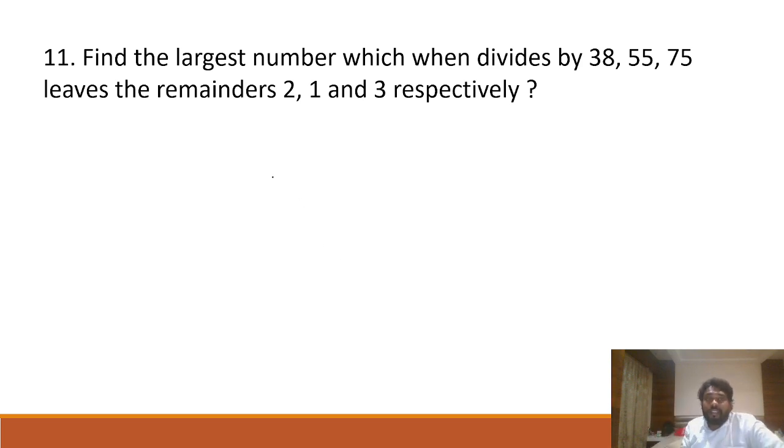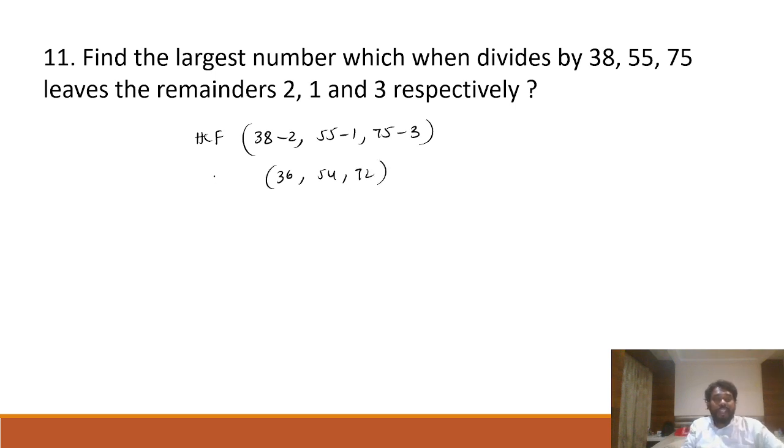So that's the thing, guys. 38 minus 2 will be perfectly divisible. 55 minus 1 will be perfectly divisible. 75 minus 3 will be perfectly divisible. You need to take the HCF of these numbers. So 38 minus 2 is 36. 55 minus 1 is 54. 75 minus 3 is 72. So you need to take the HCF of these numbers. Okay. So what is the HCF of 36, 54 and 72, guys?